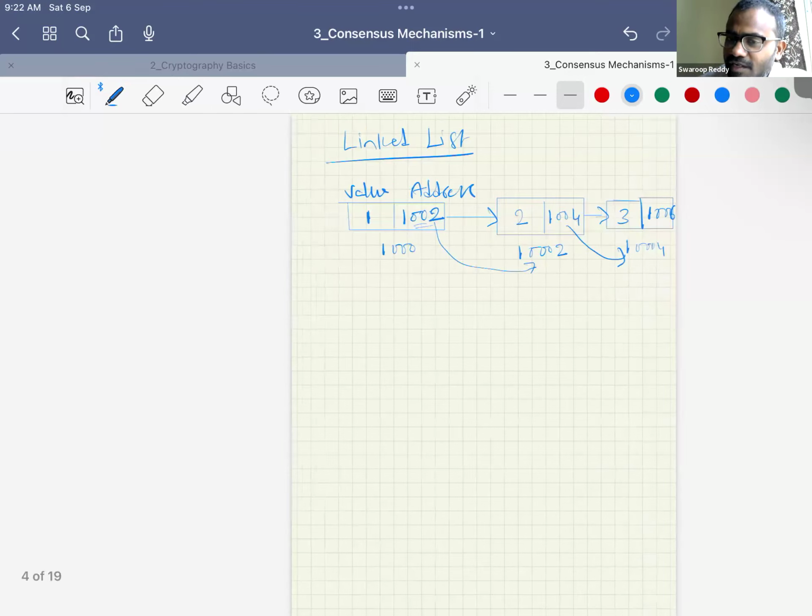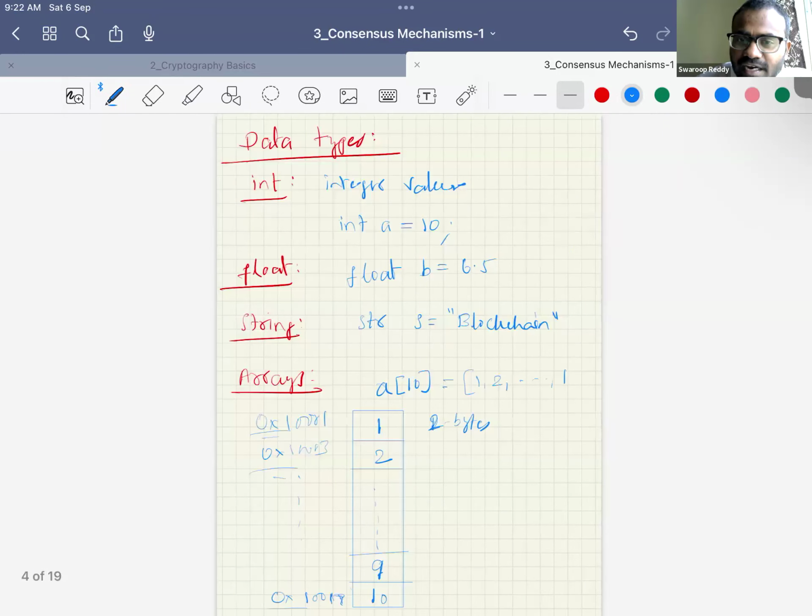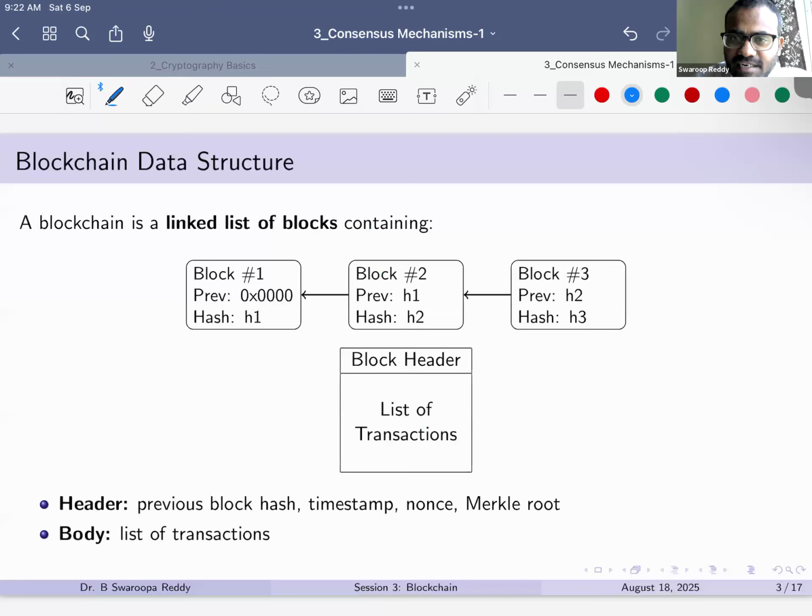Similarly, in the blockchain, instead of the next address, we are storing the previous address. So each block will consist of a parameter called the previous hash, which stores the hash of the previous block. That's why it is called a linked list of blocks. It is the chain of blocks which is linked through the hash value.